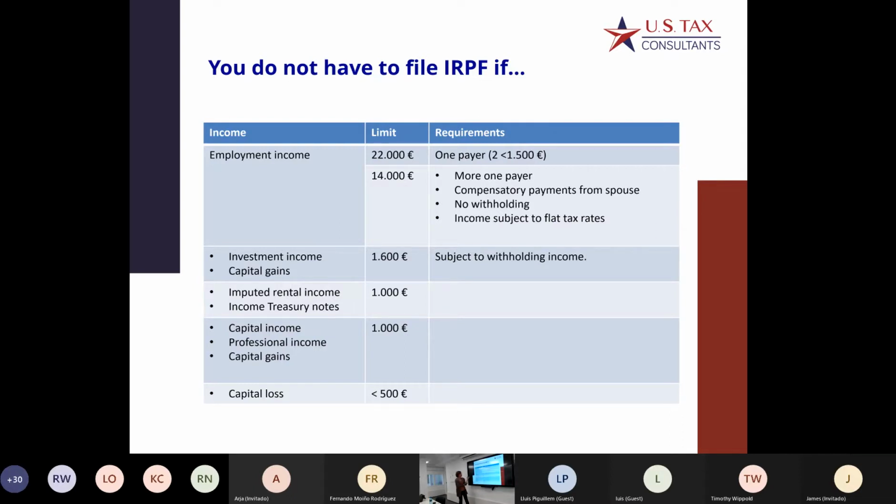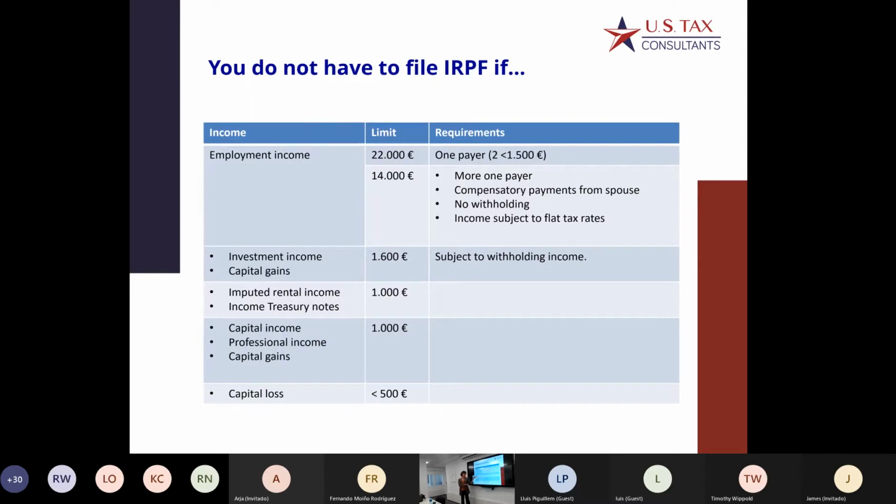Investment income and capital gains. When we say investment income, it's dividends, interest, okay? And capital gains, if you are over 1,600, the same, subject to withholding tax, okay? So this would apply to Spanish source income. When we say withholding income, we mean Spanish withholding income.